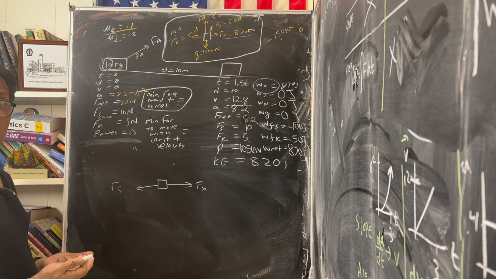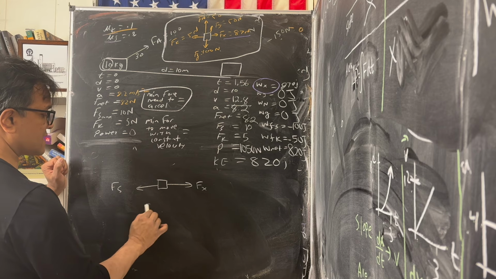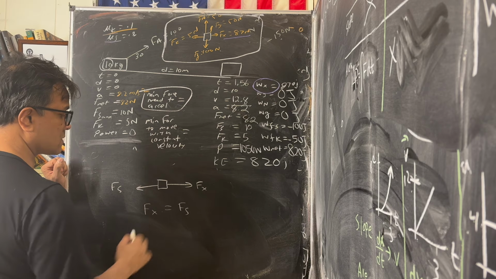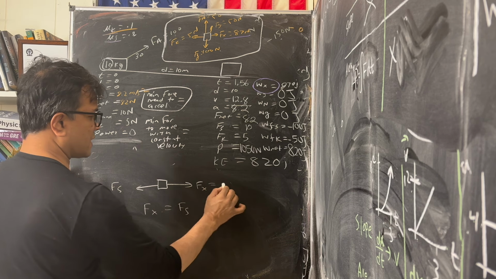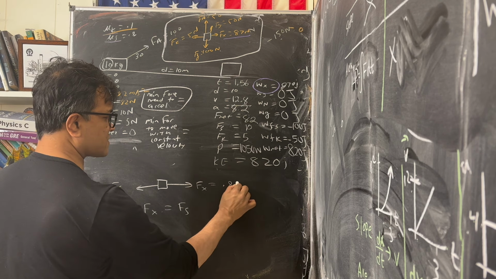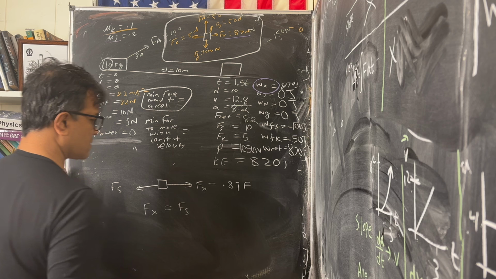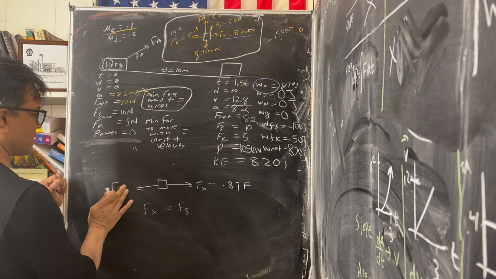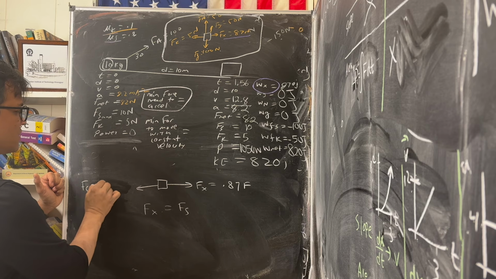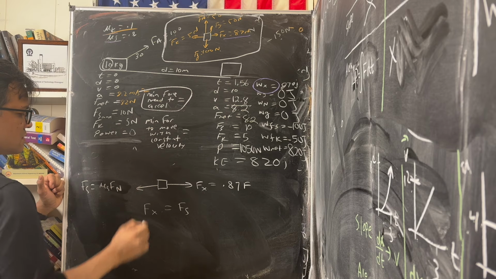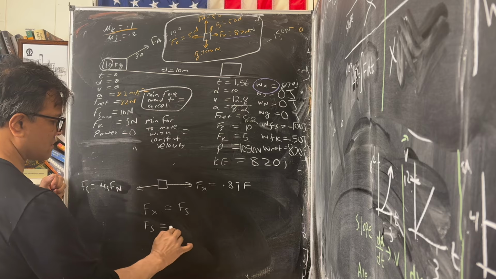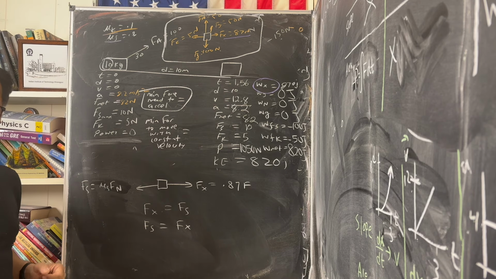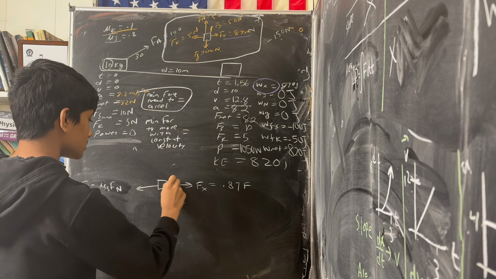Right, so far so good? Okay, so Fx has to be equal to Fs. So Fx is what? We're going to write Fx is 0.87 F, and Fs is mu times Fn, right? Let me see. Oh, now I figured out the reason. Okay, Fn is the total force.